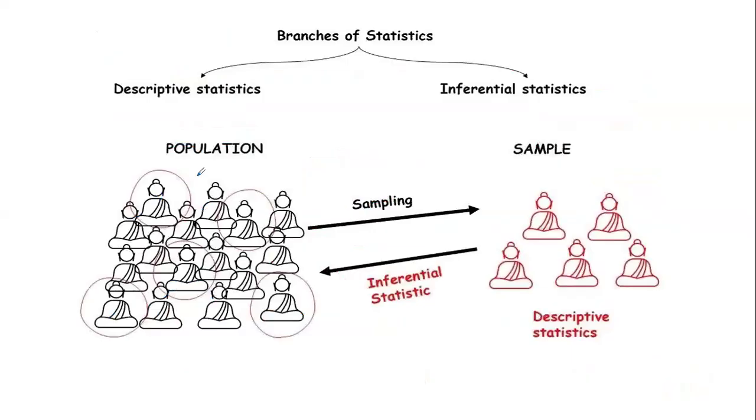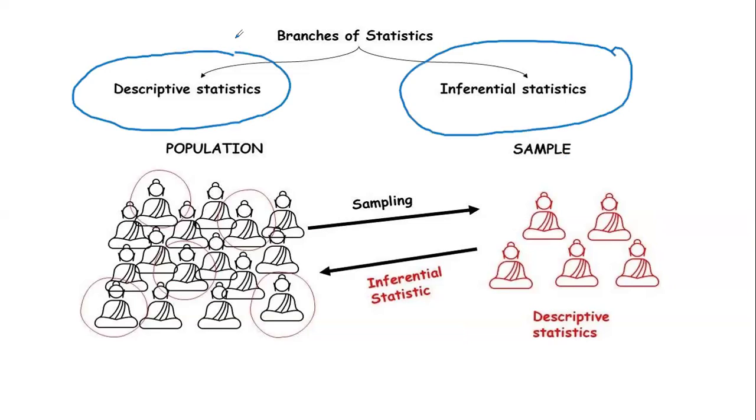Here I was trying to talk about a population, and from that population, we have a sample. Remember, we said we have how many branches of statistics? We said 2. The first one is descriptive, and the second one is inferential. Descriptive tries to describe the kind of data that you have, and inferential tries to draw conclusions or to predict based on the sample that you have.